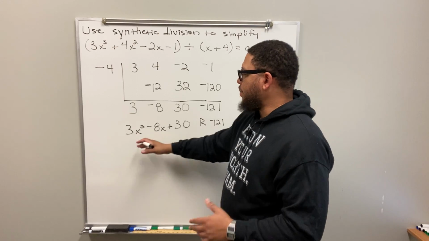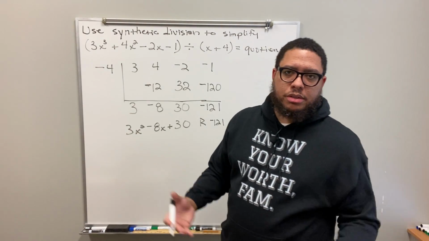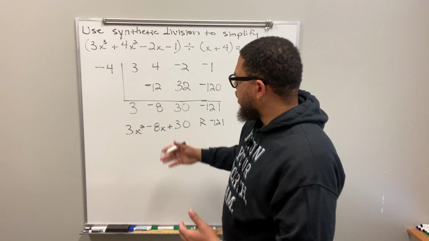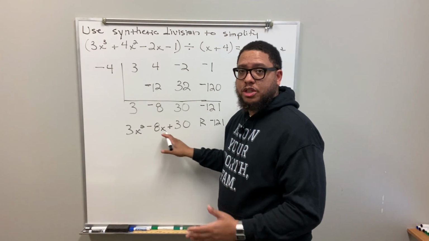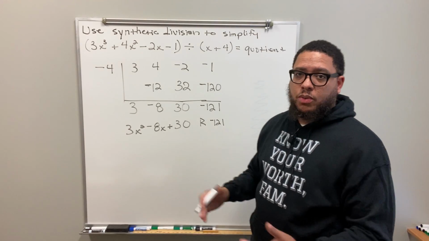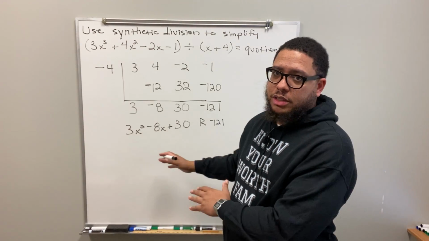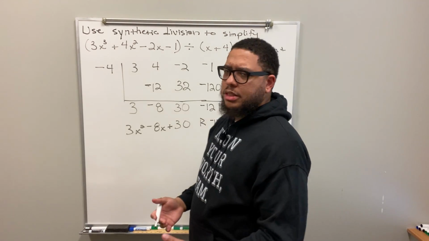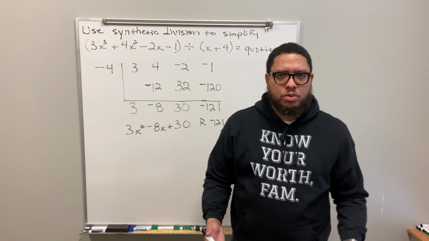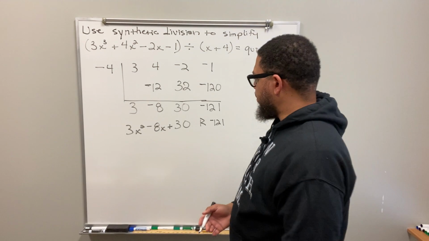So instead of me writing, I could just write, it depends on what your teacher's predilection is, right? If your teacher is satisfied and content with you just saying 3x squared minus 8x plus 30, remainder negative 121, then by all means, just rock out and just leave it like that. But the more sophisticated way to write the answer would be similar to the way that we create mixed numbers or mixed numerals in pre-algebra, right?